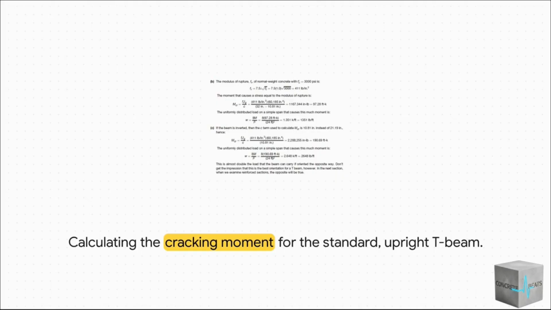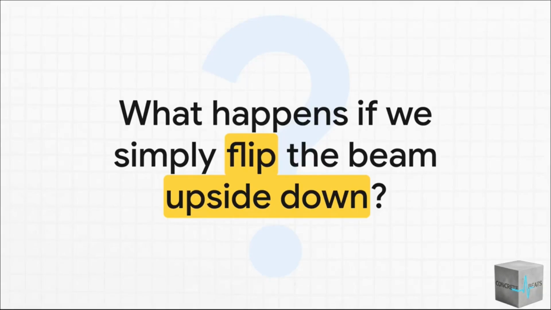First, we need the concrete strength, the f_r. For 3,000 psi concrete, that comes out to 411 psi. Next, we need y_t, the distance from our neutral axis all the way to the bottom. So we take the total height, 32 inches, and subtract that 10.81 inches we found earlier. That leaves us with 21.19 inches. We plug everything into our cracking moment formula, and we get a cracking moment of 97.28 foot-kips. Remember that number. So, 97.28 foot-kips.